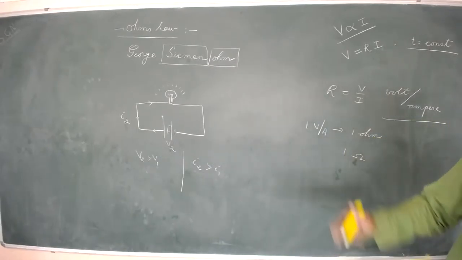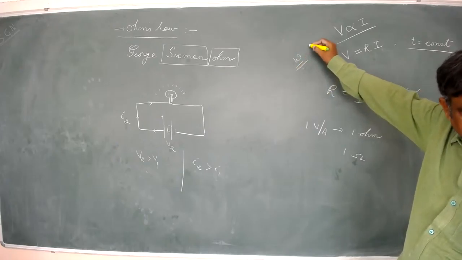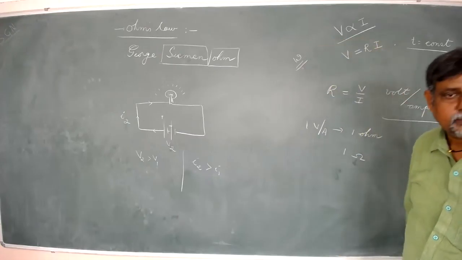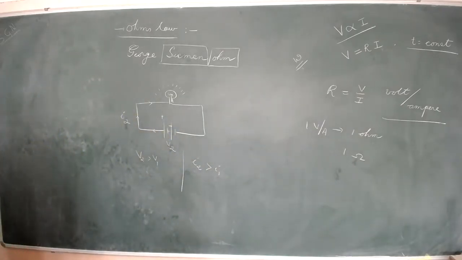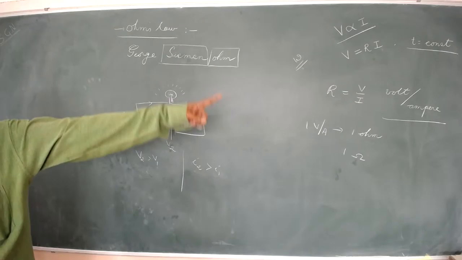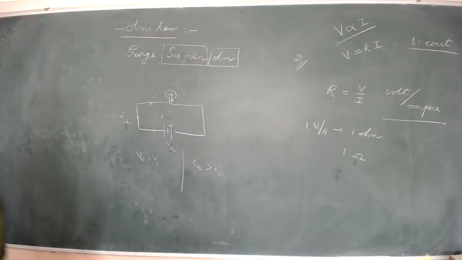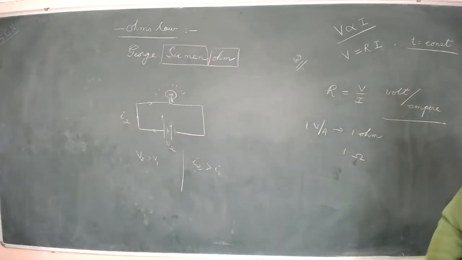Understood? Sir, omega is what we use for angular frequency, angular velocity. This is the capital letter, this is the small. You got capital and small letters. The capital one we will use for resistance, and the small one we will use for angular velocity. Symbolic representations, like that.